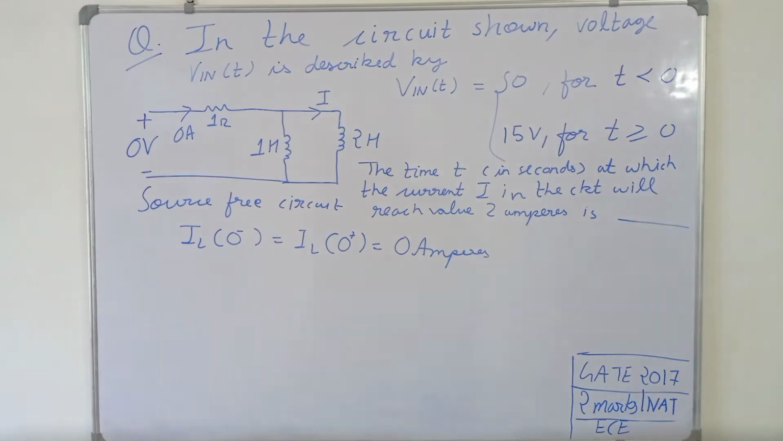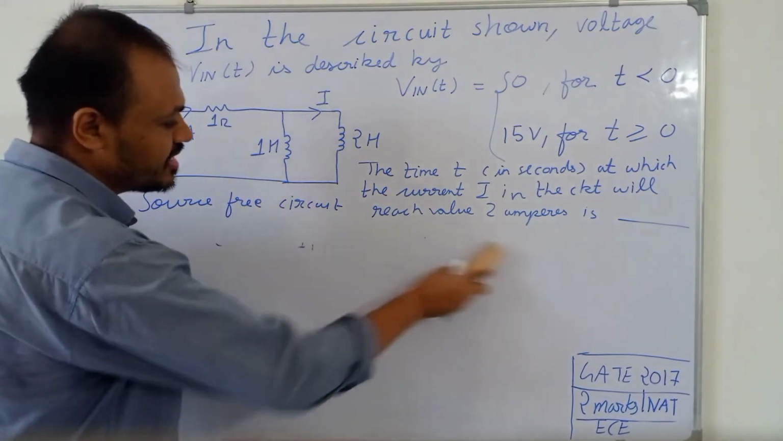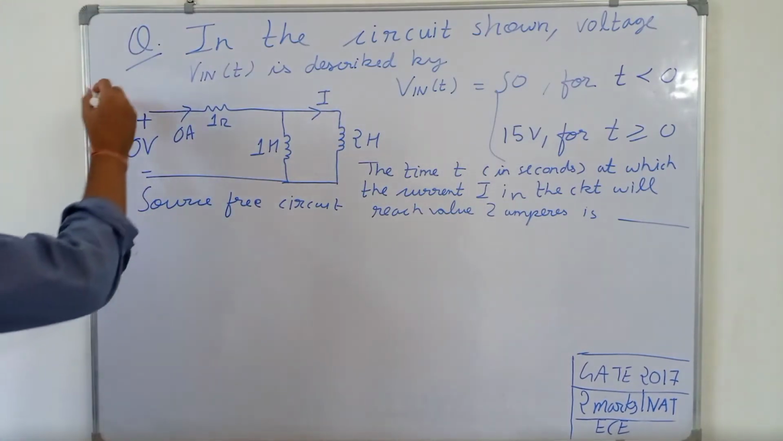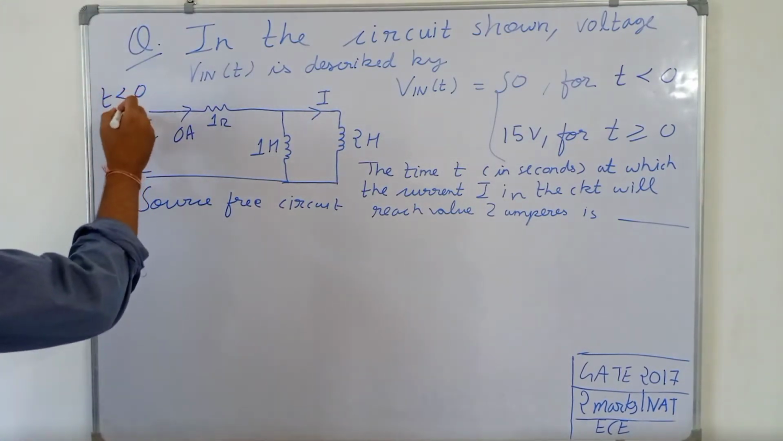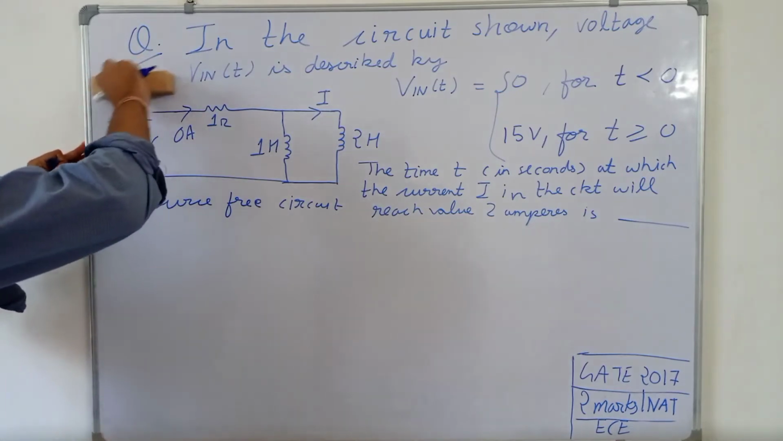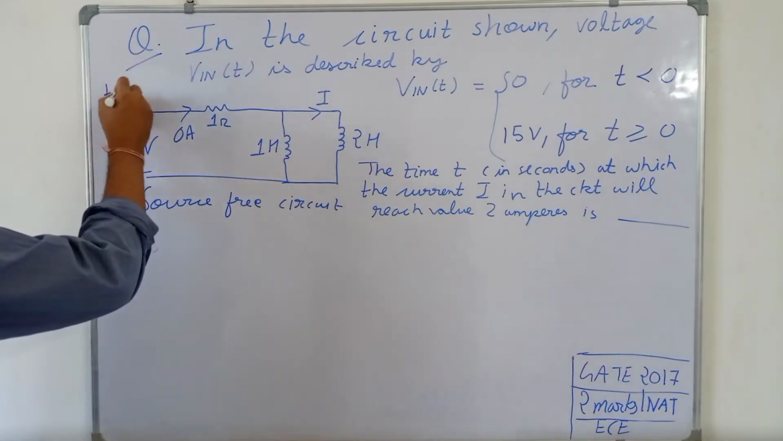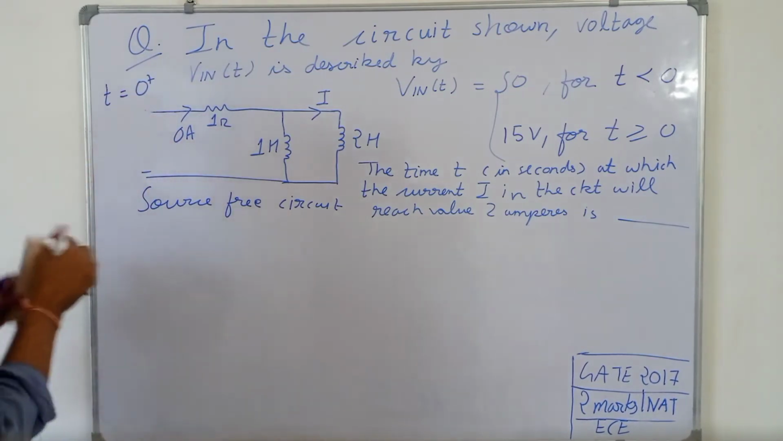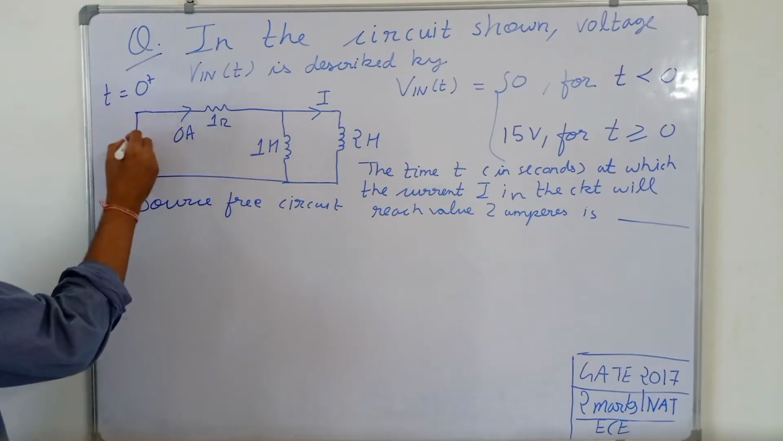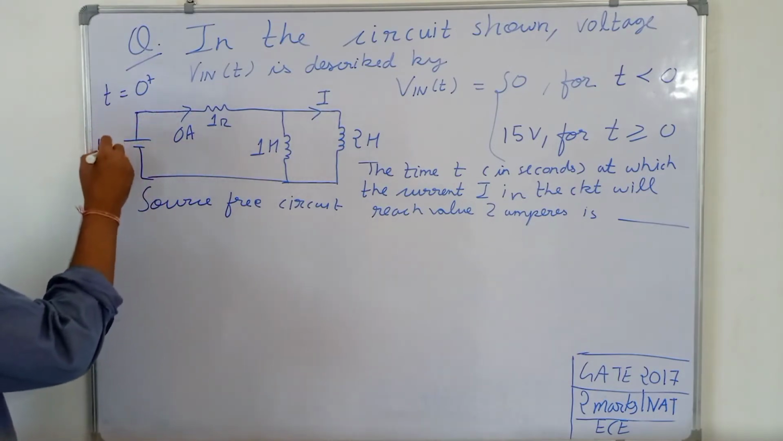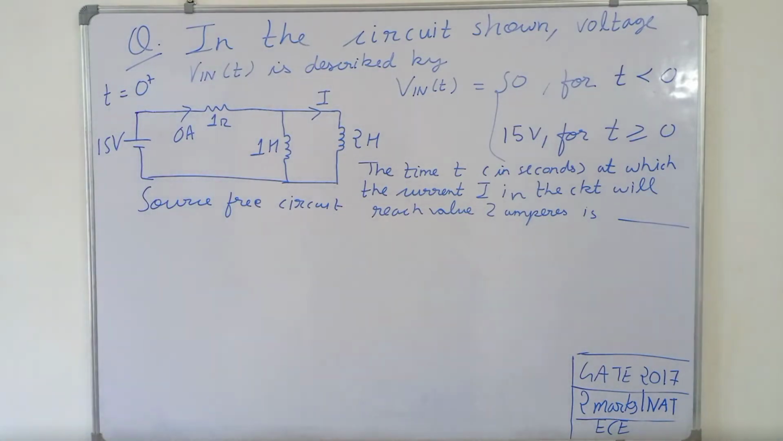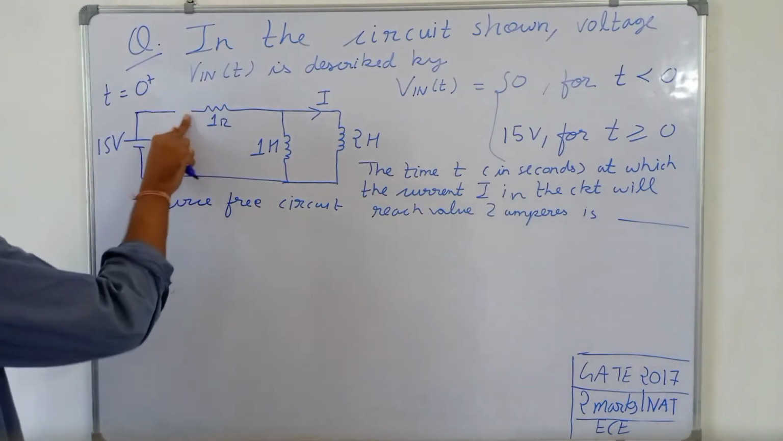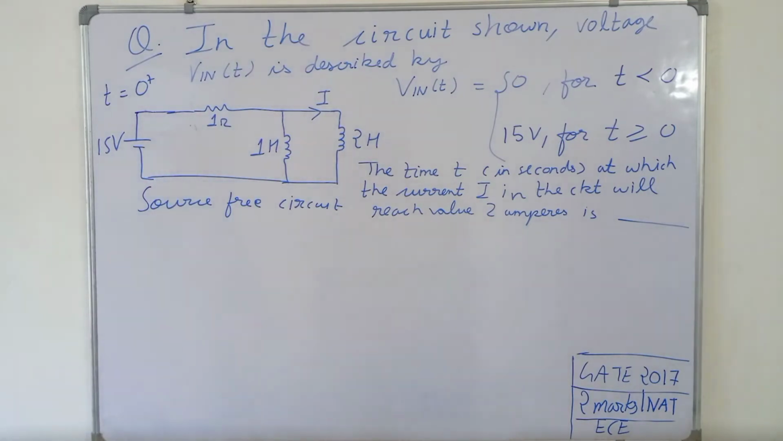Okay, now we will draw the circuit for t greater than 0. This was the circuit for t less than 0 or t equal to 0 minus. Now we will draw the circuit for t greater than 0 or t equal to 0 plus. So we will replace this with a 15 volt voltage source. Now this current will not be 0 ampere, and this is not a source free circuit because now this 15 volt source is supplying energy.